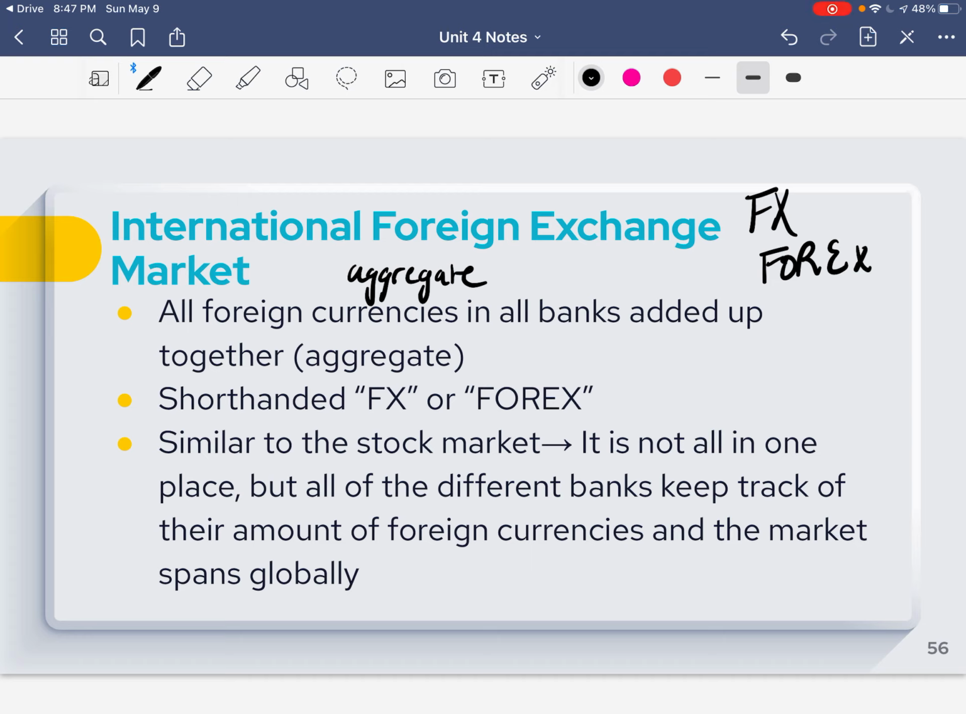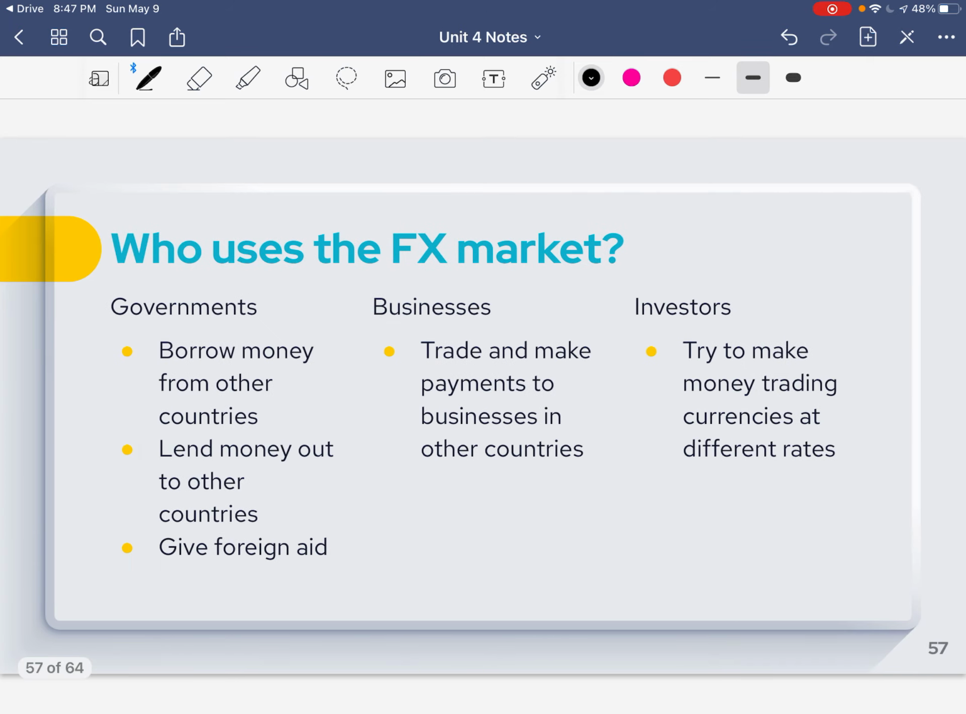So it's similar to the stock market in that there's not one place that this is happening. It's happening all over. All the different banks keep track of this. The supply and demand changes. It's a global market that people can exchange their money and that people can invest in. So don't think of it as like one building or one place or the government's in charge, because it's not like that at all.